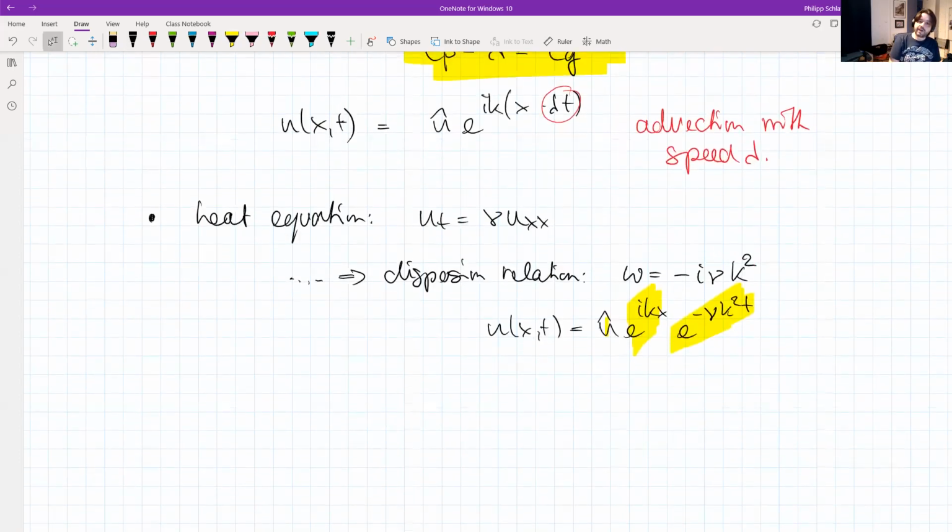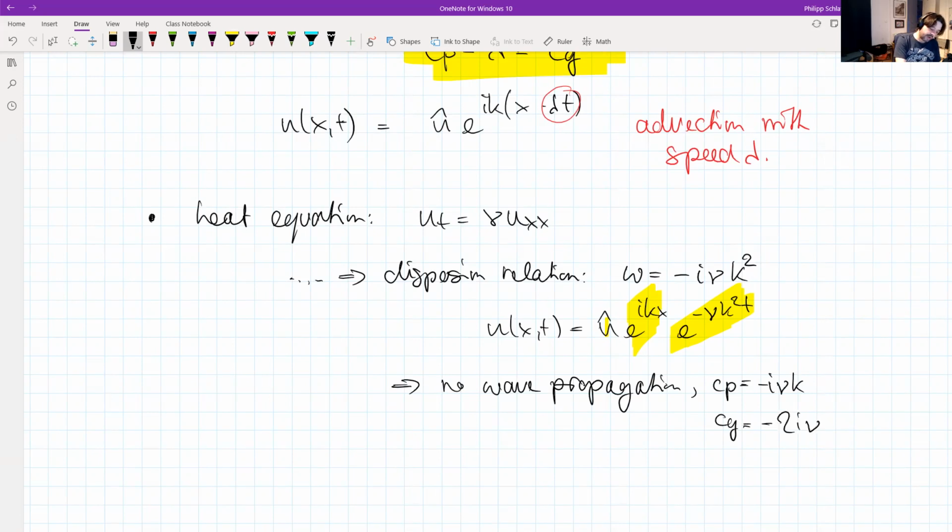But I do not have any wave propagation in space and time anymore, because there's only an ik, but there's no omega left in there. So that means that the actual solution to a heat equation has no wave propagation. My Cp is minus i nu k, so it's actually imaginary. And my Cg, the group velocity, is minus 2i nu k.